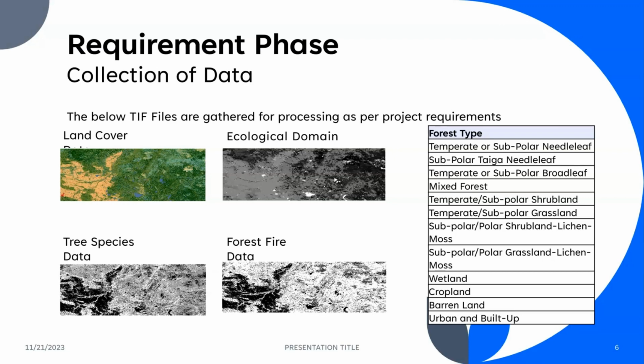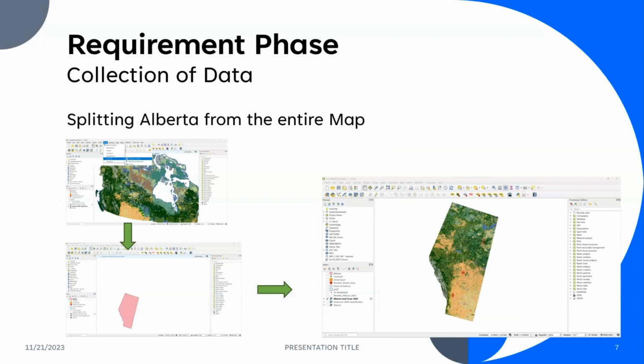We finally decided to use the QGIS tool to work with the TIF files, and we have received confirmation of the same from the client. To work on the forest health project, we also have to classify the forest based on its type. So we have classified a total of 13 forest types for the project. After discussion with the client, we decided to work on a single province, hence the province of Alberta was selected.